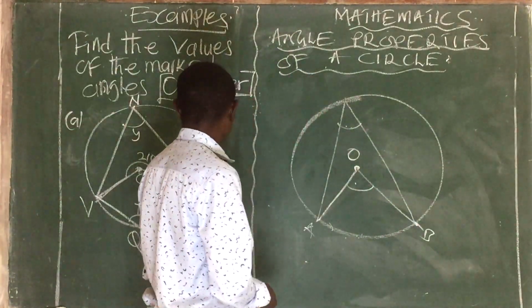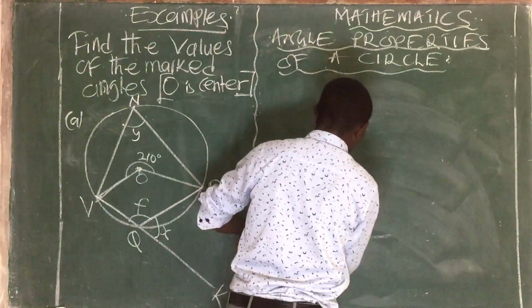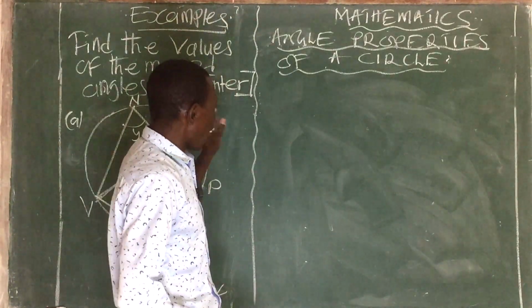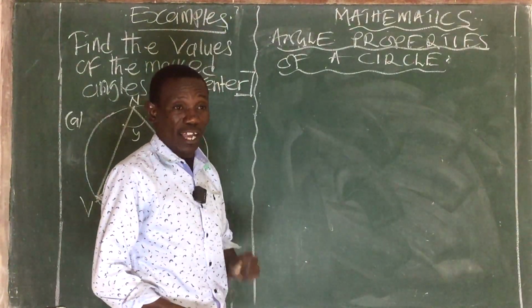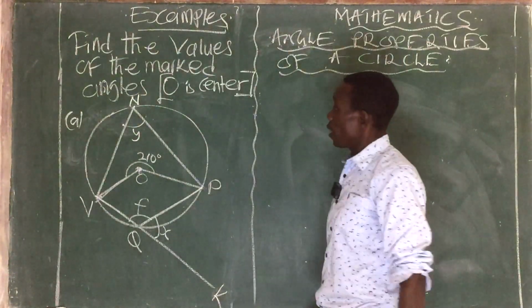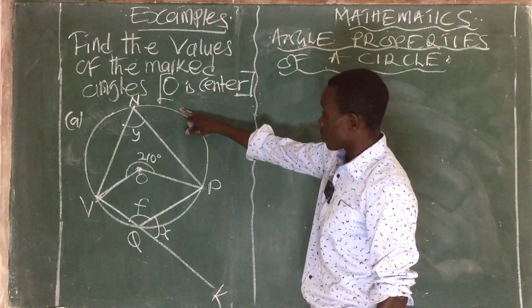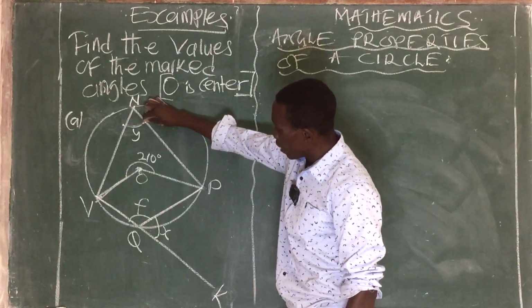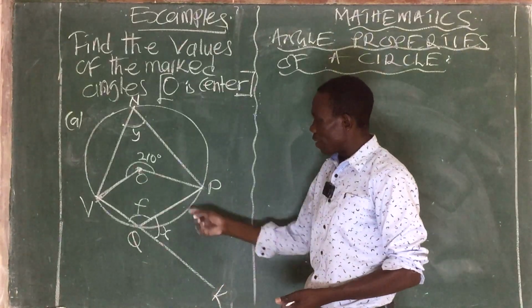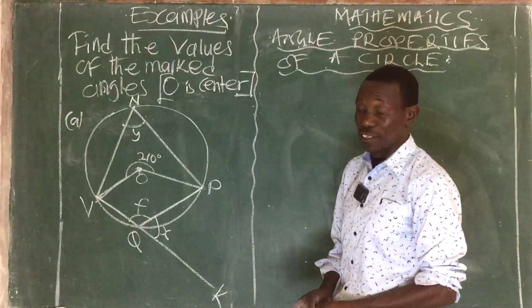Here we have an example where we apply the first property we discussed, that the angle at the center is twice the angle at the circumference. This is example 1, where we are asked to find the values of the marked angles. In this case, we need to work out the value of y, the value of f and also the value of x, given that the reflex angle at the center here is 210 degrees.